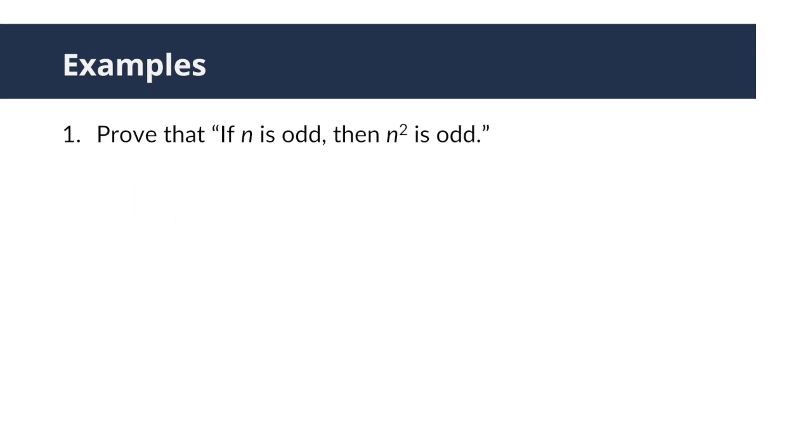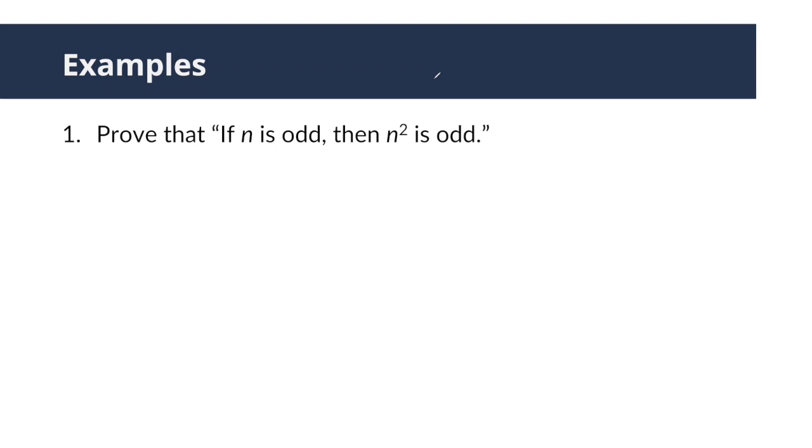The first one: if n is odd, then n squared is odd. How do we prove this one? Usually, we can think about the definition of the hypothesis. It says n is odd. What is the definition of an odd number? We all know that a number is odd if it's not divisible by 2, correct?